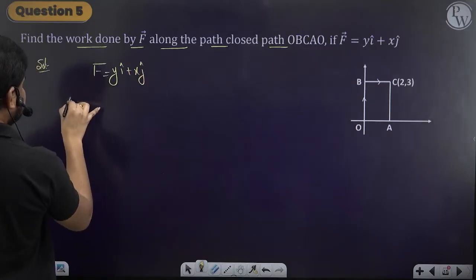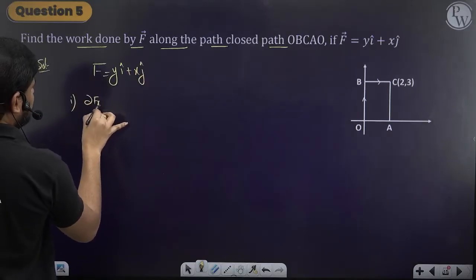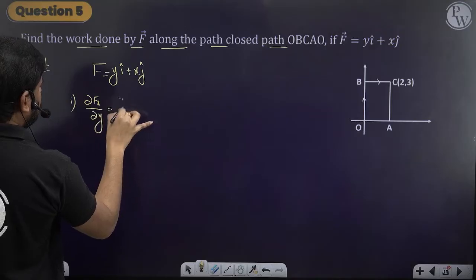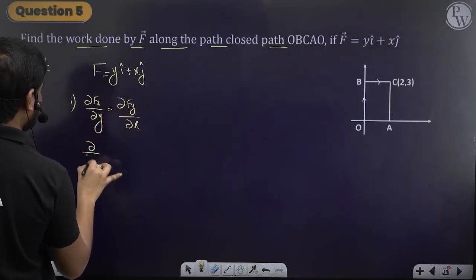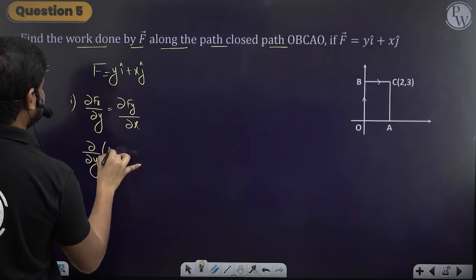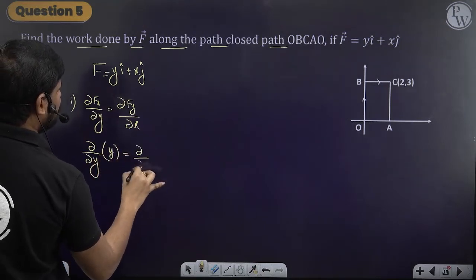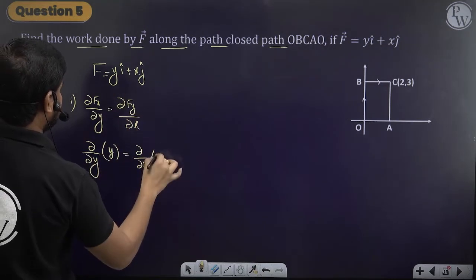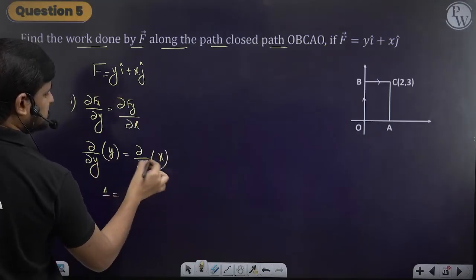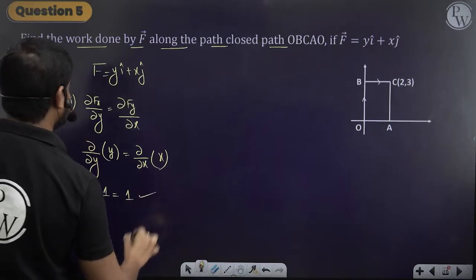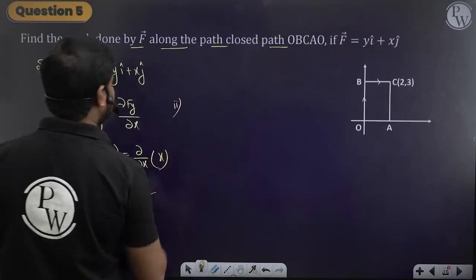So first condition, ∂Fx/∂y equals ∂Fy/∂x. Here ∂/∂y of Fx is y, and ∂/∂x of Fy is x. So differentiation of y with respect to y is 1, differentiation of x with respect to x is 1. The first condition is satisfied. So let's go for the second condition.